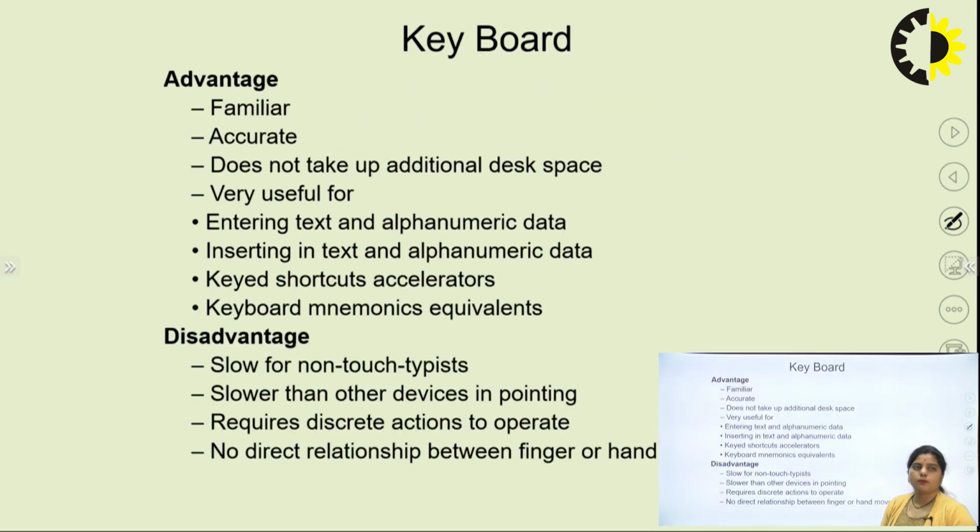The next one is the keyboard, which is also known to all. It is familiar, it is accurate, does not take any additional desk space, and is useful for entering textual information, alphabetical and numeric, or for inserting text data. The keyboard can also be used for shortcut accelerators, and keyboard mnemonic equivalents are also available. The disadvantage is that it is slow for non-touch typists, and also slower than other devices in pointing. It requires discrete actions to operate, and does not provide any direct relationship between the finger or the hand movement.